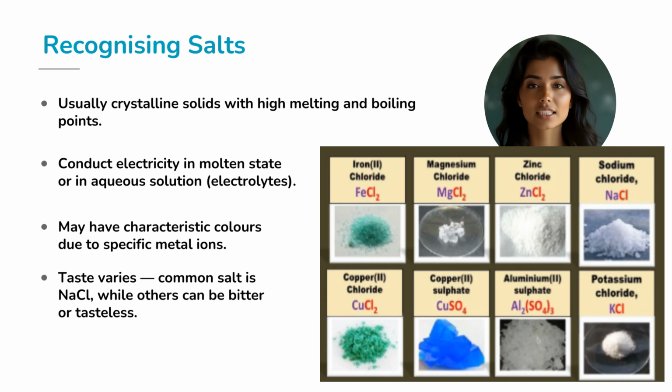Most salts are crystalline solids with high melting and boiling points due to strong ionic bonds. In molten form or dissolved in water, salts conduct electricity because of the presence of free-moving ions. Some salts are colorful, like blue copper sulfate or orange potassium dichromate, due to the metal ions they contain. While sodium chloride is salty to taste, other salts may be bitter, tasteless, or even inedible.